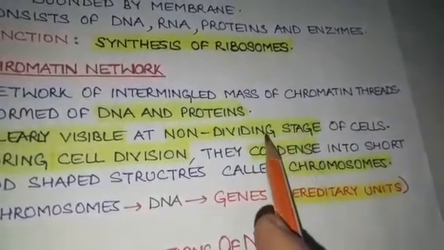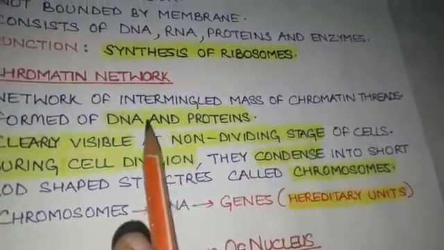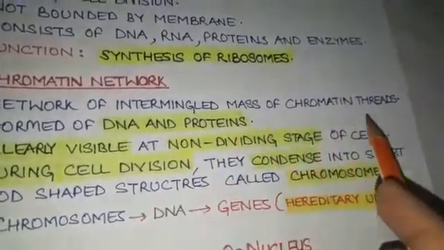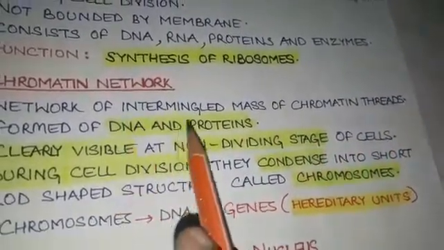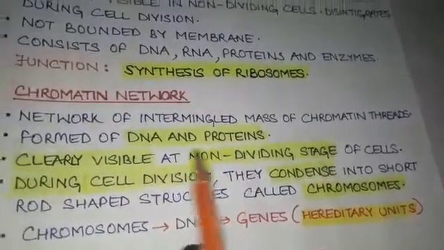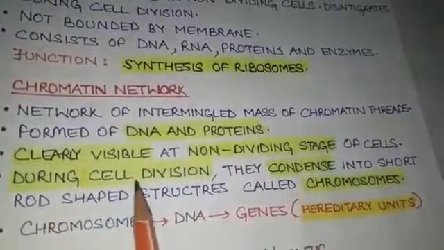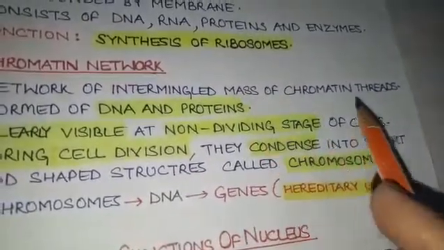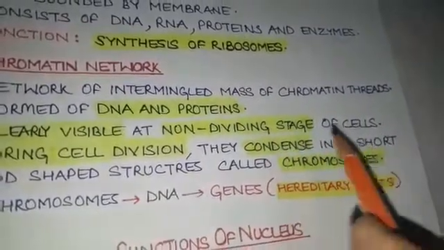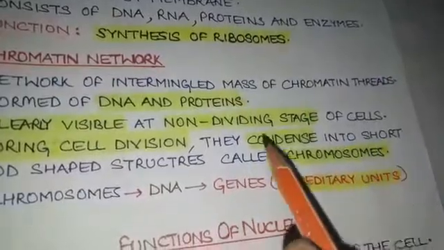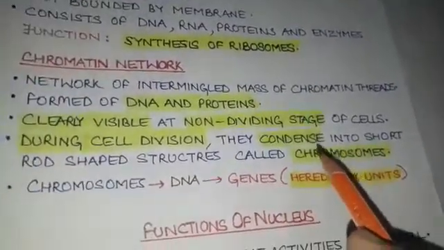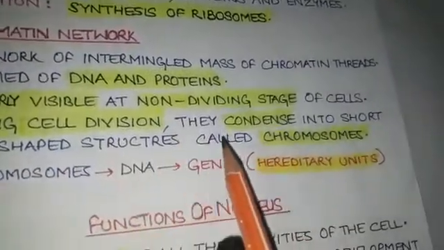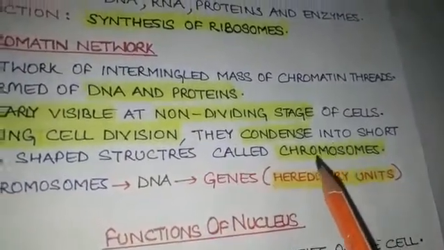जब cell non-dividing stage पे होता है, तब ही हम इस intermingled, इन उलझे हुए धागों जैसा, गुच्छों जैसा structure हम देख सकते हैं. As the cell starts to divide, these intermingled chromatin threads, they start arranging themselves. ये अपने आप को arrange करना start करते हैं. They start to condense and take rod shaped structures that are called chromosomes.